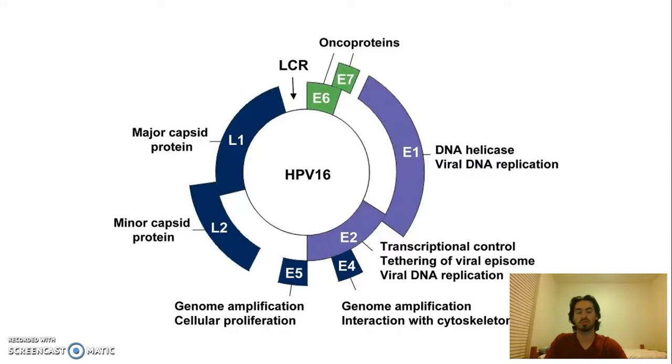It's comprised of 3 parts: the early region, the late region, and the non-coding long control region, or the LCR. Once you get into the nucleus to start replicating, because it's a double-stranded DNA virus, the early region has about 7 different genes. The number will vary sometimes depending on the specific type. For instance, this has 7, and those code for different proteins. It's called early because those genes are coding for replication of the virus.